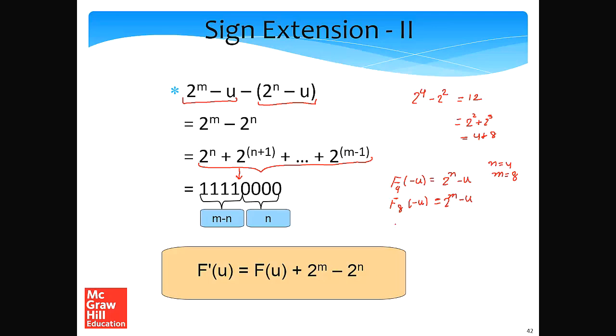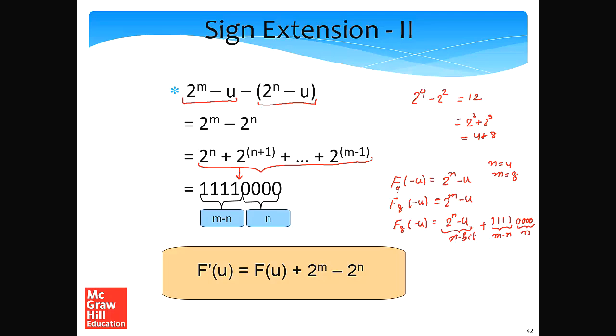So we have this relationship over here, that the m-bit representation of minus u is actually equal to 2 to the power n minus u, which is again an n-bit number, plus this expression over here, where the first n bits are all zeros and the remaining ones are all ones. So I would consider a relationship of a number of this type, which has m minus n ones and the rest n are zeros.